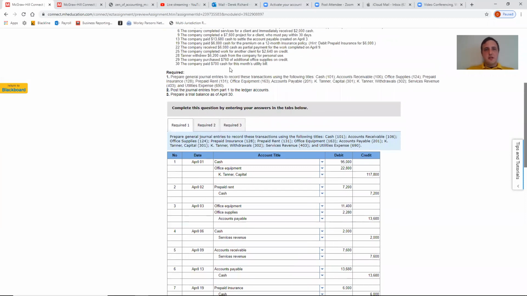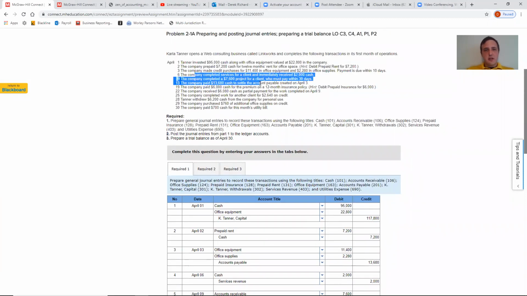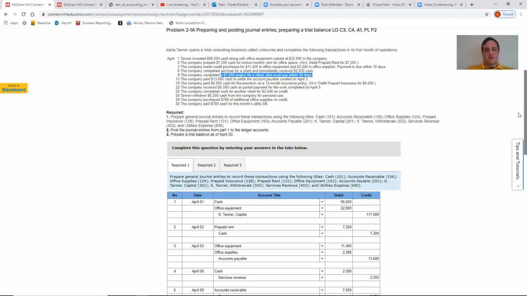We completed services for a client and immediately received $2,000 in cash. Okay, so we received cash. Cash is an asset. That's going up. We generated revenue. Revenue is an income account. Credit that to go up. Same thing, we completed another project, and this time instead of paying us right away, we're giving them 30 days. So that's called accounts receivable.